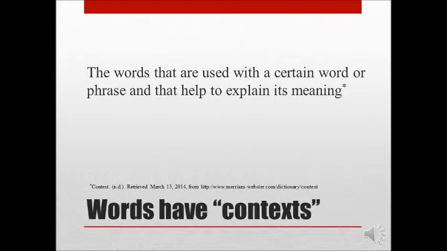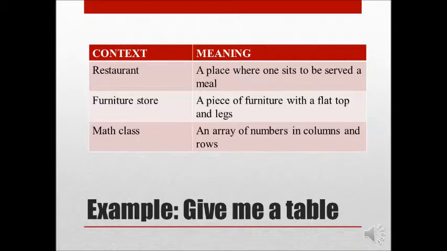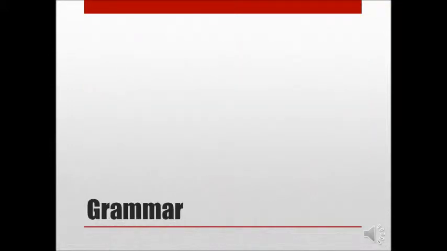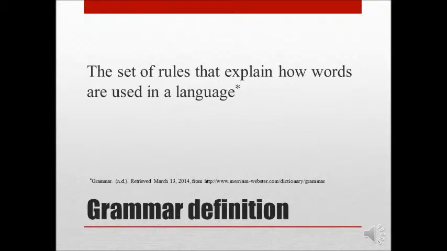Words also have context. The context actually provides a framework that gives meaning to the word. For an example of how context affects meaning, let's look at the phrase, "give me a table." If I'm in a restaurant and I ask for a table, I'm asking to be seated for a meal. If I'm in a furniture store, I'm asking for an end table or a dining room table. If I'm in a math class, I'm asking for an array of numbers with columns and rows. The context affects the meaning.